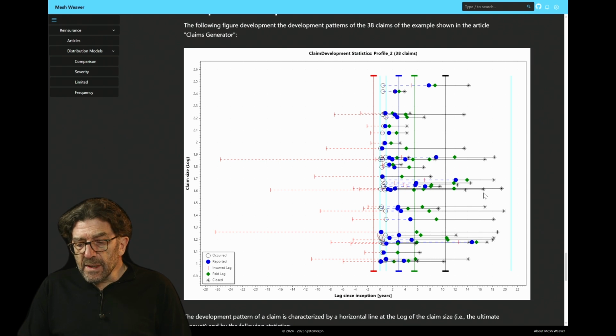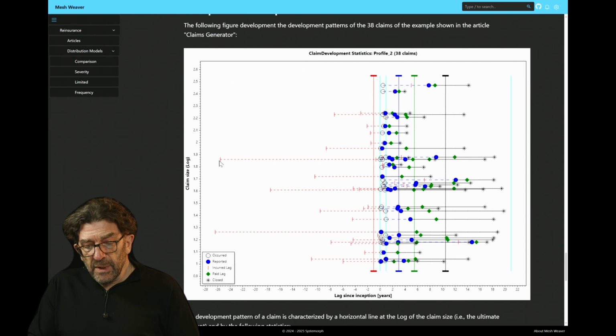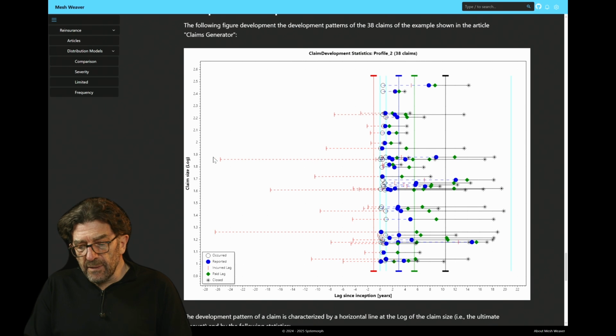So for each claim, as I said, I start to sample at the back. So I get the actual closure date, and I sample the reporting lag, which in this case is a couple of years since the occurrence. And then I sample the payments, which is here this green diamond, and then the incurred, which in this case is on the positive side. But you can see in most cases it's negative, and it can be quite negative. So if the initial estimate of the ultimate is very high and then it comes down and is very small, then of course you have a very big negative incurred lag.